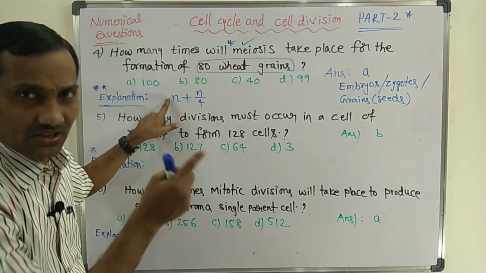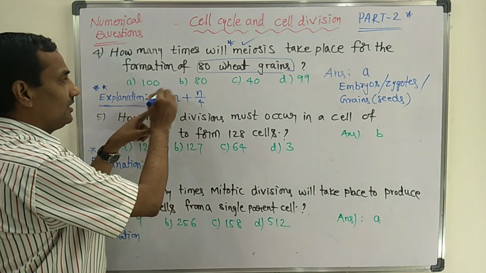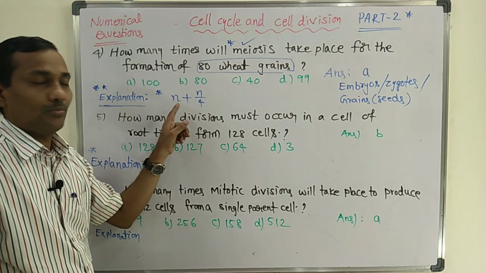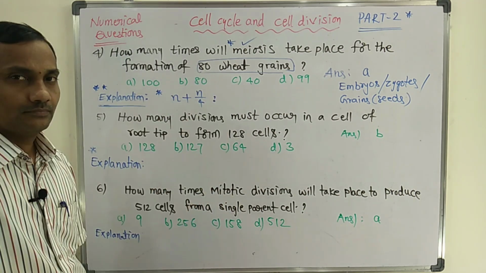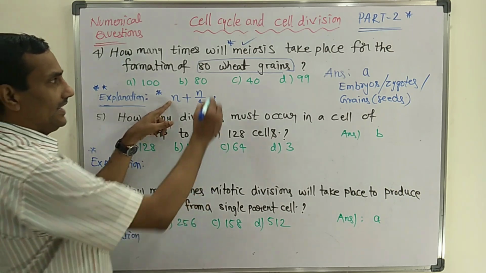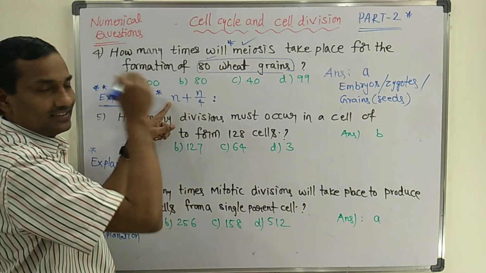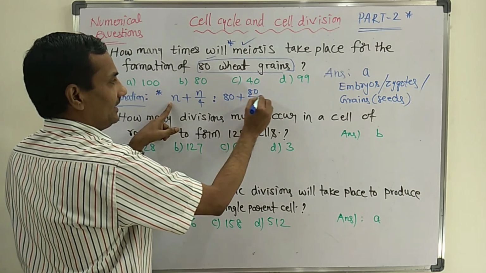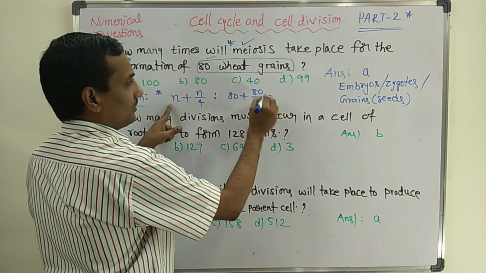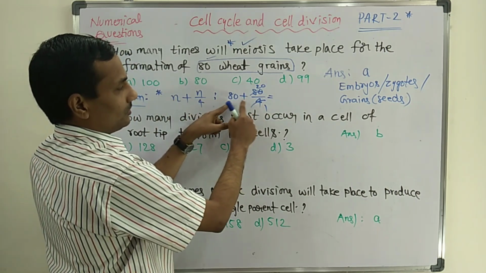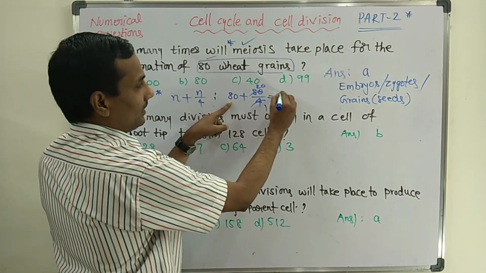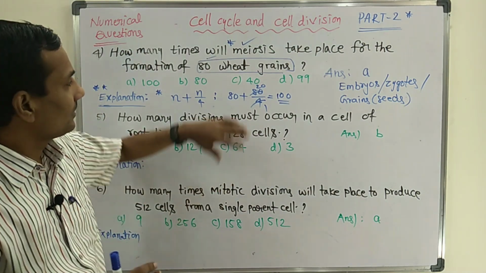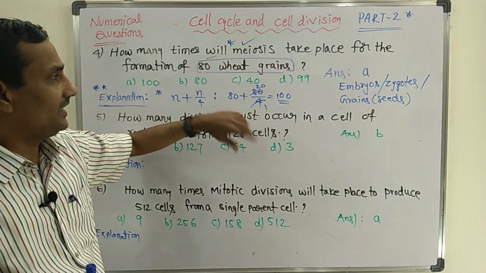You have to substitute the values in this formula, n plus n by 4. Here n, the number of wheat grains, is 80. So 80 plus 80 by 4, that is 80 plus 20, which is 100. So 100 meiotic divisions are required for formation of 80 wheat grains.